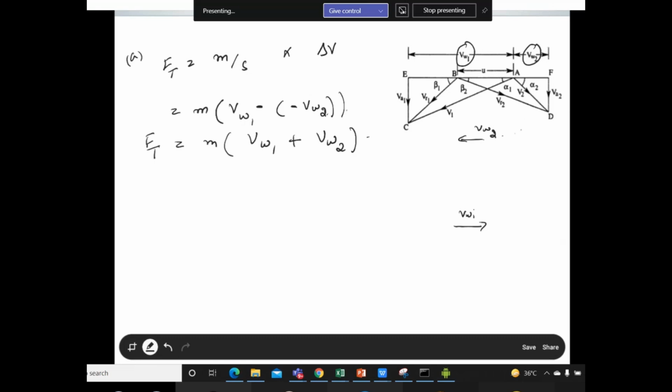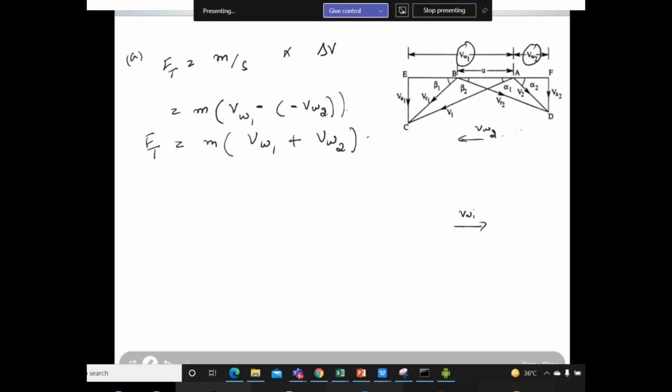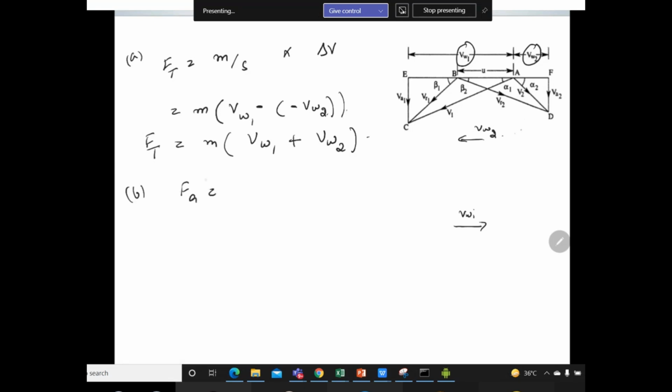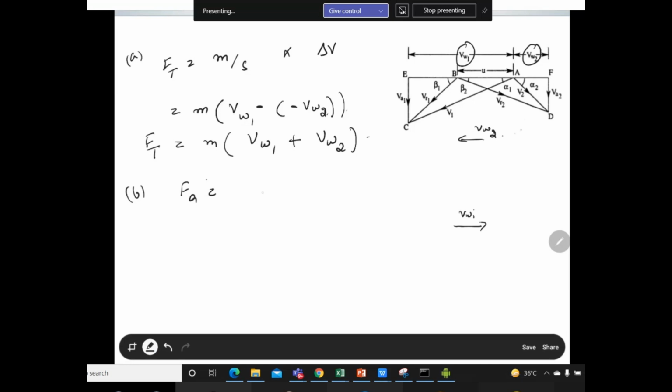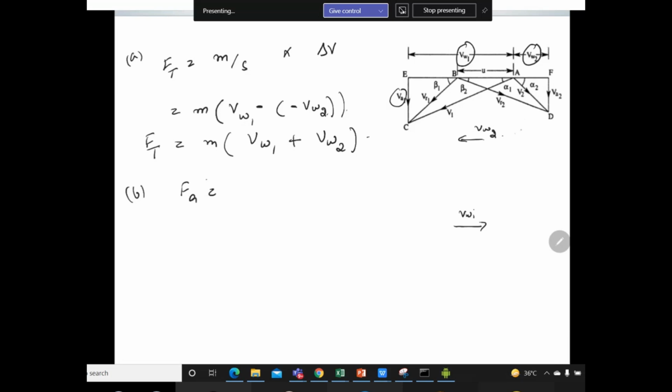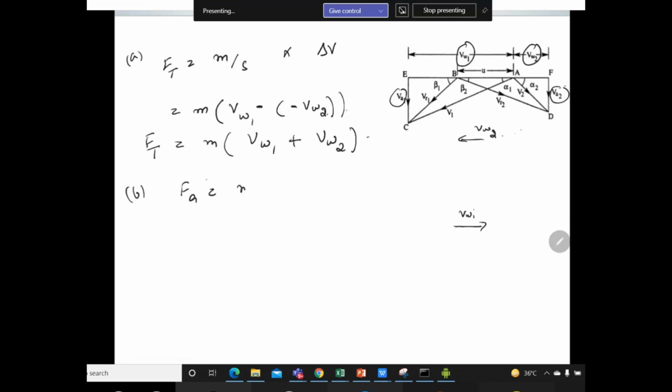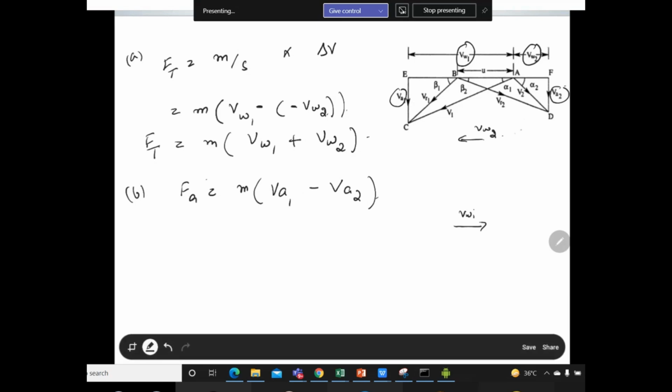Okay, so this is how you can find the tangential force. Similarly, if we have to find the axial force, for this we require the axial velocity component. So we have to consider VA1 and VA2. From this we can easily find that it is the mass into VA1 minus VA2. In this case there is no plus, because the directions of VA1 and VA2 are the same. So that's why there is no change in sign over there.